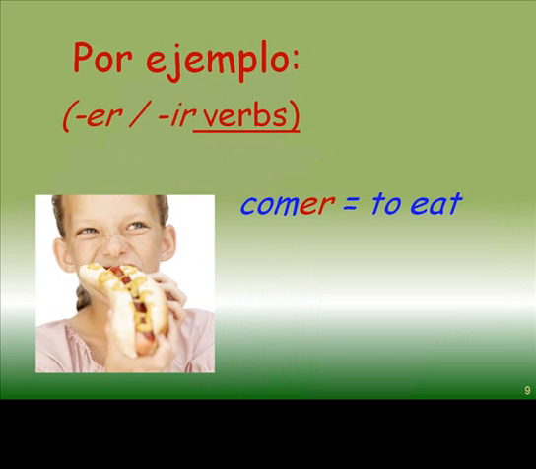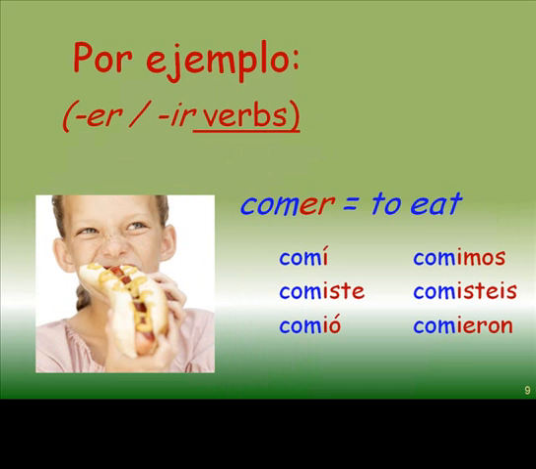Some examples we have for the ER and IR will be comer, to eat. Comí, comiste, comió, comimos, comisteis, comieron. So I ate, you ate, he or she or you formal ate, we ate, you all ate in Spain, and they ate, or you all formal too ate.